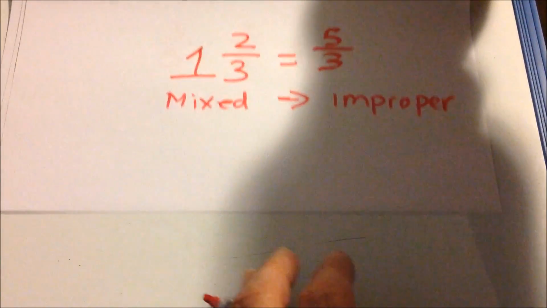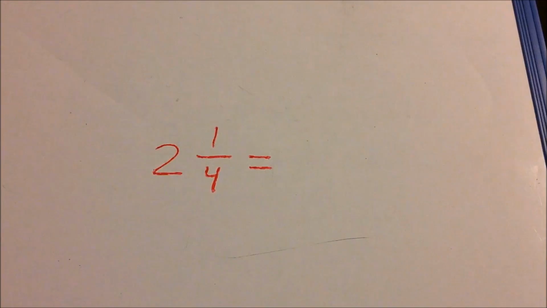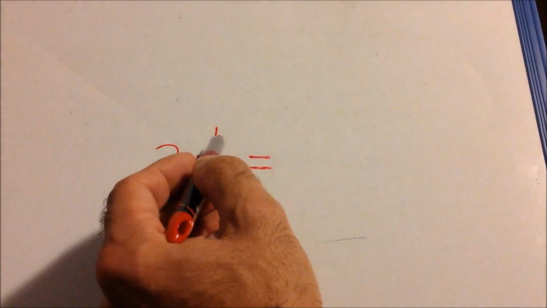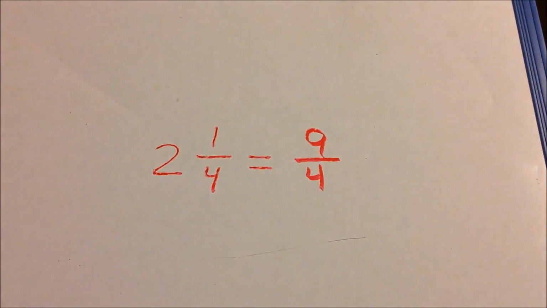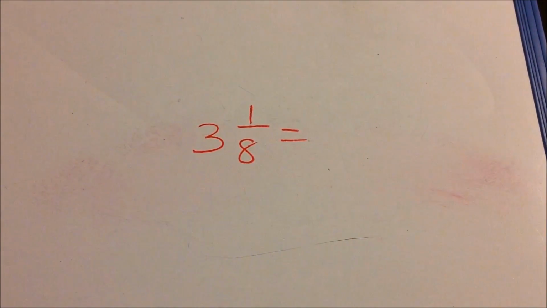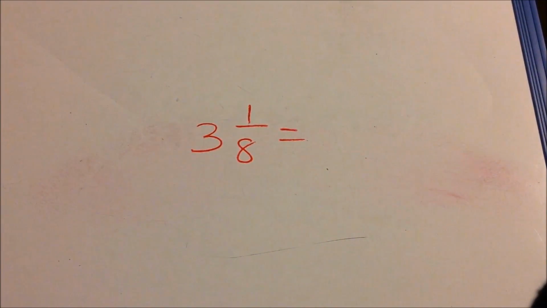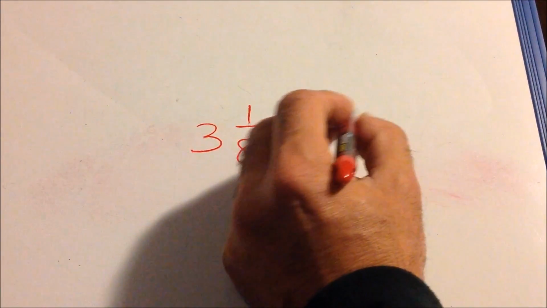Let's do another one, see if you understand it. What if I had 2 and 1/4? How does that become improper? Multiply up, then add. 4 times 2 is 8, plus 1 is 9. 9/4. Let's try another. Ooh, that didn't work out well. Okay. What if we had 3 and 1/8? Make that improper. What do you do first? 8 times 3 is 24, plus 1, 25. 25 over 8.